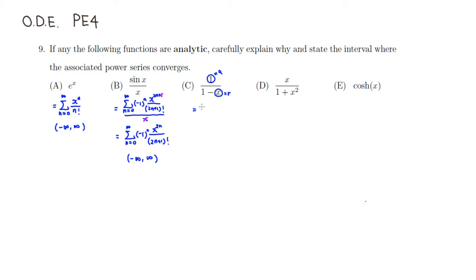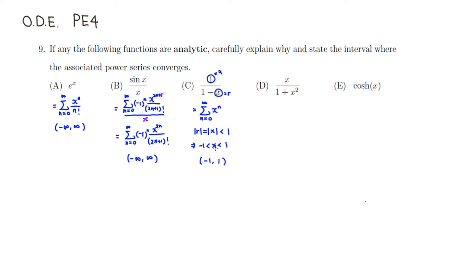So this is just a geometric series, a summation, n goes from 0 to infinity, of x to the n. And for the radius of convergence, remember that in order for the geometric series to converge, the absolute value of the r value, which is the absolute value of x, has to be less than 1. Which means that it's an interval from negative 1 to positive 1. So the interval of convergence is negative 1 to positive 1.